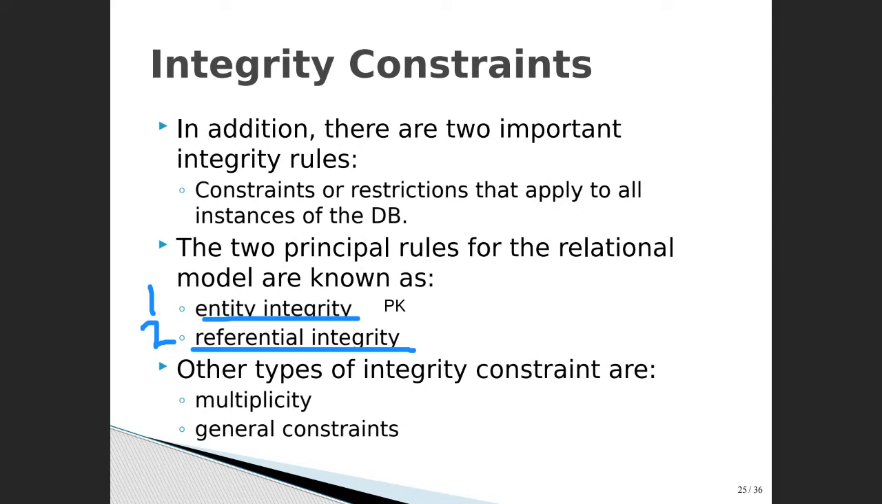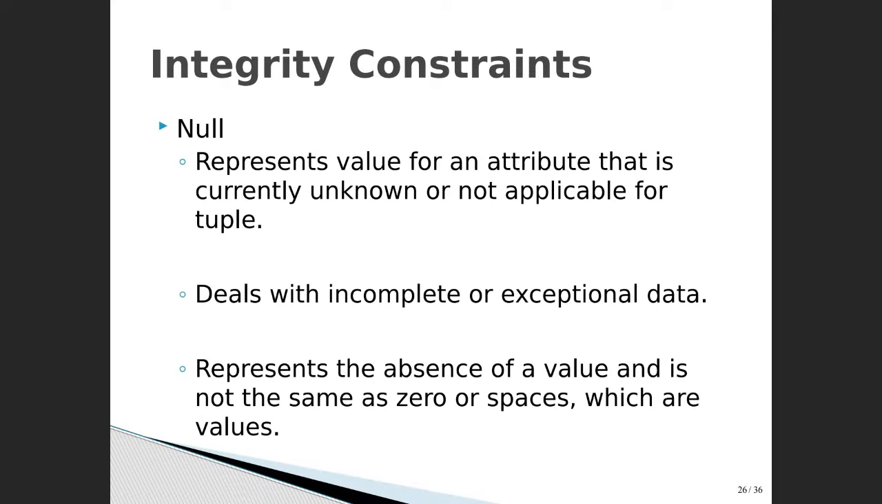Other types of integrity constraints can be related to multiplicity or the relationships among these relations, and some general constraints like the domain, as your class fellow Qasim mentioned. The domain can also be counted as a restriction. Now, the term null must be understood first before we go through these constraints.